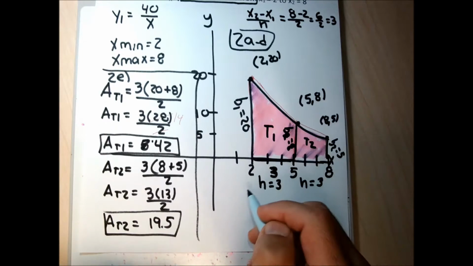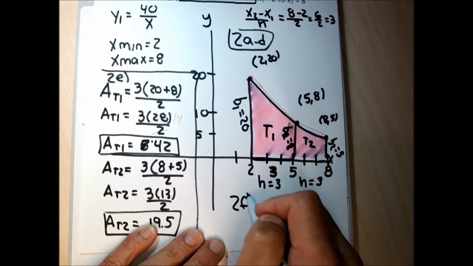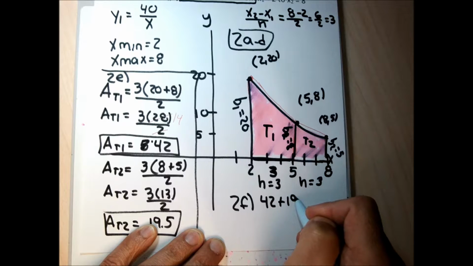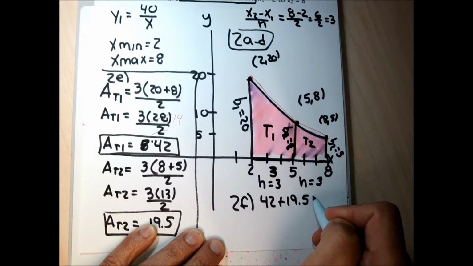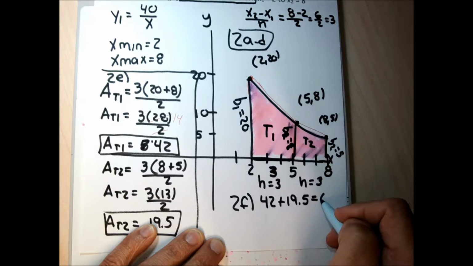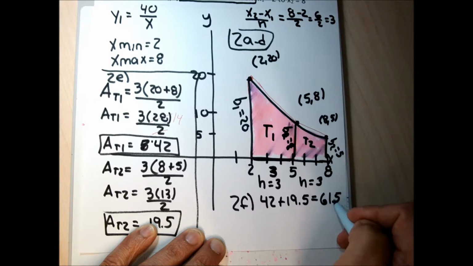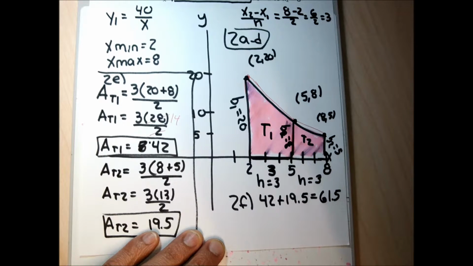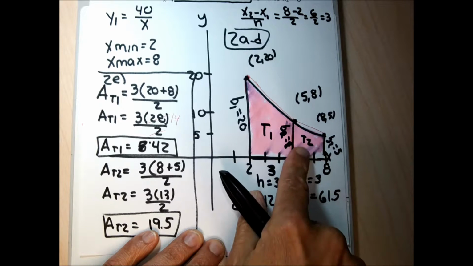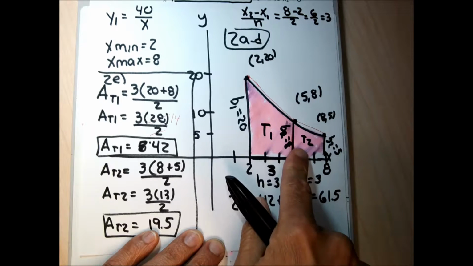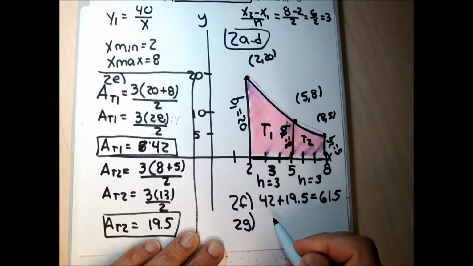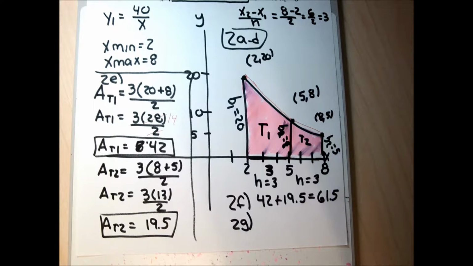So for part F, I'm going to add the area of the first trapezoid plus the area of the second trapezoid, and that gives me 61.5 for an estimate of the area that I shaded, but it's an overestimate because the trapezoids are slightly taller than the area that I'm trying to find, and geometry can never give you an exact area to an irregularly shaped object.